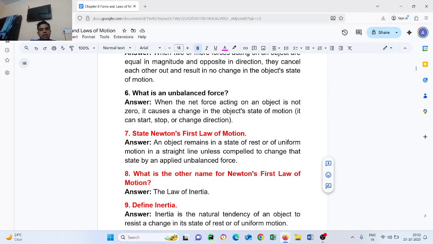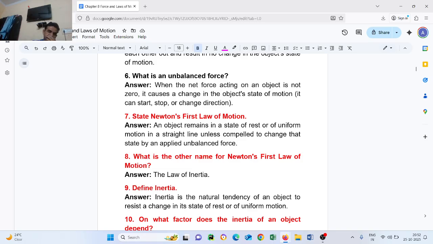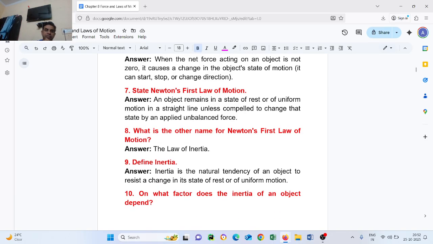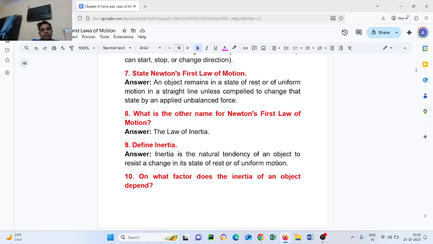Question number 8. What is the other name of Newton's first law of motion? The law of inertia. Question number 9. Define inertia. Inertia is the natural tendency of an object to resist a change in its state of rest or of uniform motion.